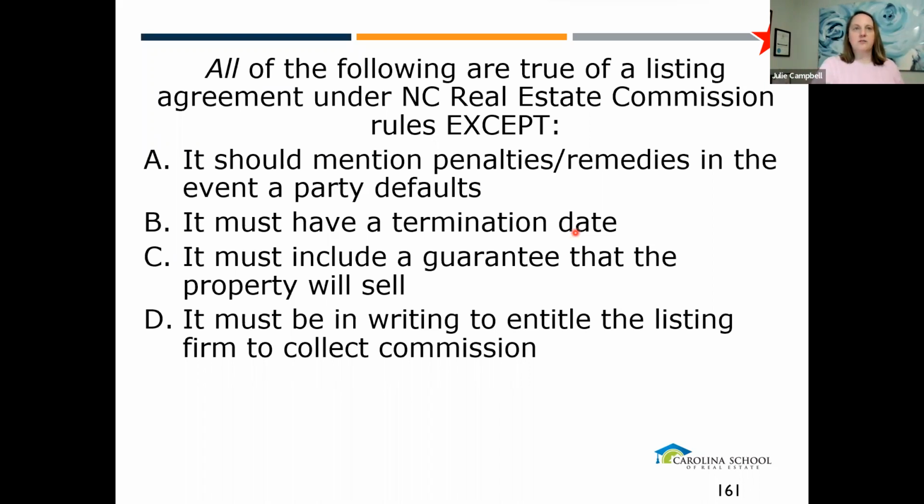Did it mention the penalties and the remedies? Let's just forget about the listing agreement for a second. Basic contract law says any agreement between two parties has to discuss the remedies, the penalties. We're going into this as an agreement, and contract law says we've got to talk about what if one of us doesn't do what we promised to do. So it has to mention the penalties and the remedies. It's got to have a definite termination date. We cannot have a listing agreement that goes on and on indefinitely. We have to have a definite end date. Include a guarantee that the property will sell.